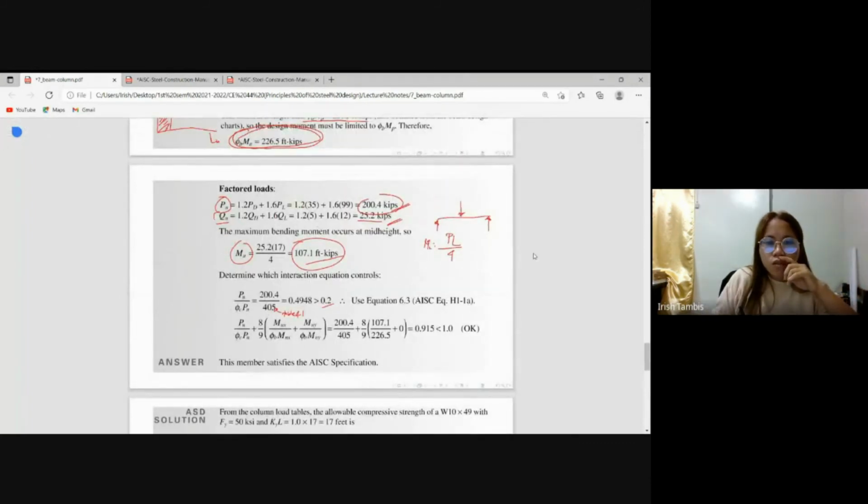Yes, this is the formula, di ba? The interaction formula. So substitute the values which we already computed and found in the table. So P_u is 200.4 kilopounds over this φ_c, the resistance factor, times P_n. This is from the table, 405, but sa table, this is actually 404, no? 405 ang gigamit, plus the coefficient 8/9 times the second term here in the moment, because dili siya by actual ang load. So this is 0, no?